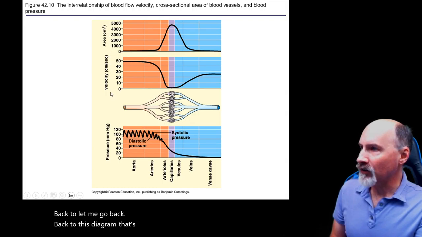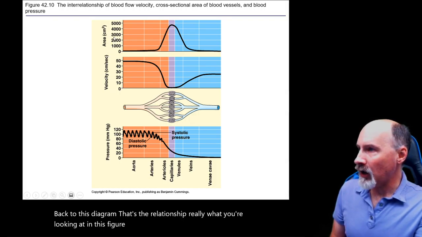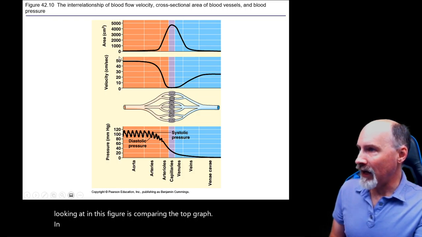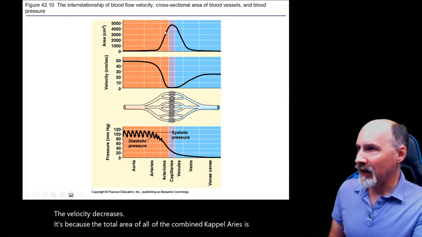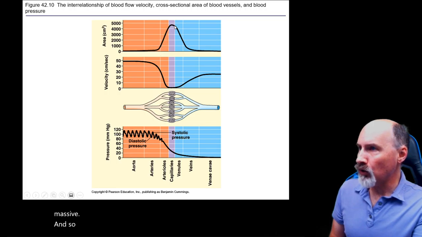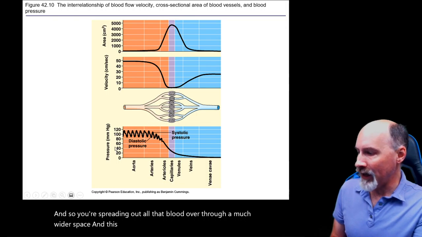Really what you're looking at in this figure is comparing the top graph and the middle graph right here. So as the velocity decreases, it's because the total area of all of the combined capillaries is massive. And so you're spreading out all that blood through a much wider space, and this is what allows it to slow down.